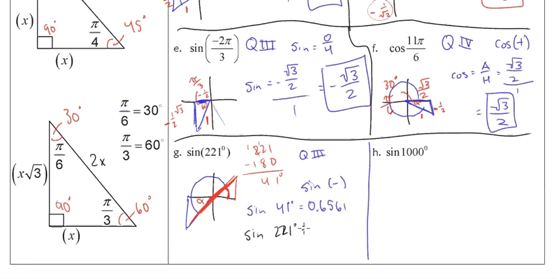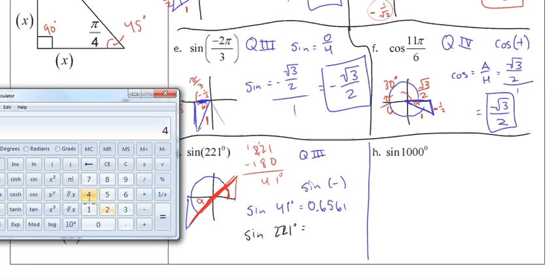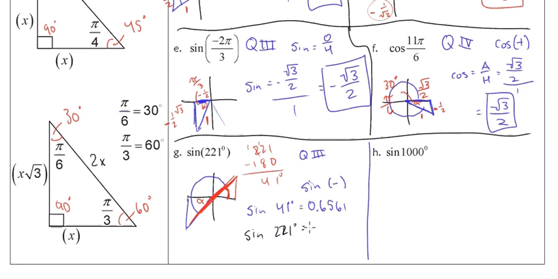Now we, however, have the sine of 221 degrees. And I want you to check out what happens here. So remember, we had 41 degrees, and the sine of that was 0.6561. Okay, now let's put in the sine of 221 degrees. Now notice it's the same value, 0.6561, but it's negative, because remember, sine is negative here in the third quadrant. So negative 0.6561.